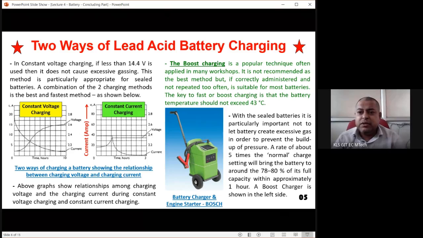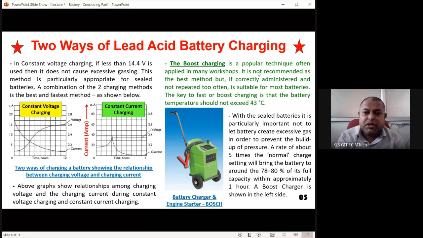If initially you are charging the battery very fast, because we don't have time, we have to go to some place, and very fast we are charging the battery. By boost charging, at a rate of about 5 times the normal charge setting, it will bring the battery to 78 to 80% of its full capacity within approximately 1 hour. Okay, we are happy with that. So you are actually supposed to charge the battery for 10 hours, but you are charging it for 1 hour with a very high charging rate. In this case, the battery will get charged, you will get the performance, but the long life, that you will be losing.